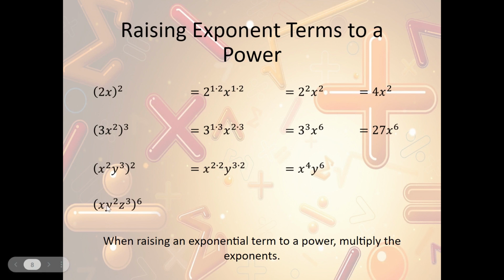Now we have x, y squared, z cubed to the sixth. So we're just going to multiply each of the exponents by 6. So we get x to the first times 6, and y to the second times 6, and z to the third times 6. And we're just going to multiply these out. So 1 times 6 is 6, 2 times 6 is 12, and 3 times 6 is 18. So we should get x to the 6th, y to the 12th, z to the 18th.